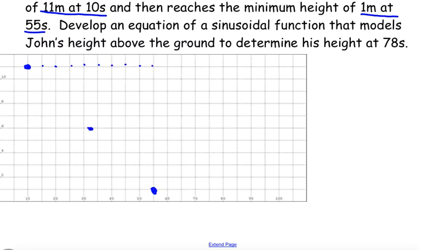My other midpoint, I'm just going to count by 4.5 now, and then up. So there's my general graph. It's going to look something like that.